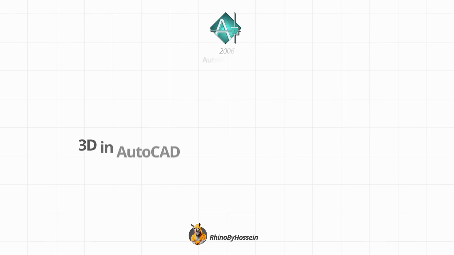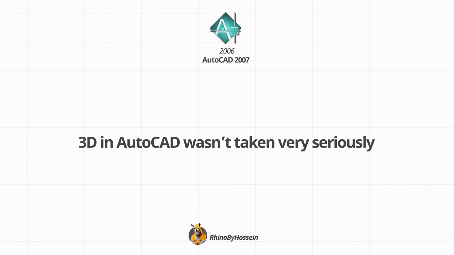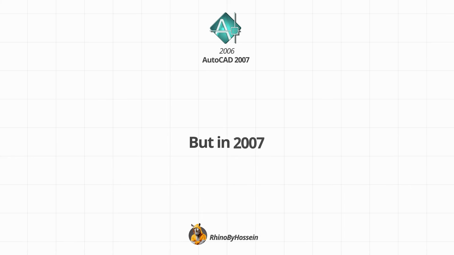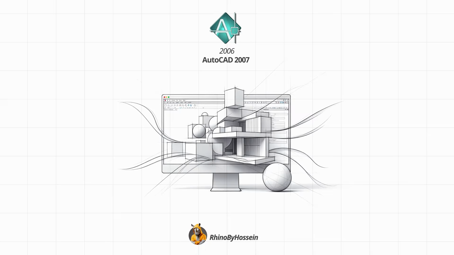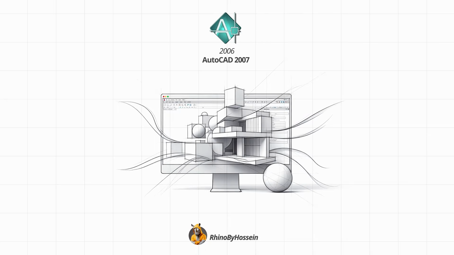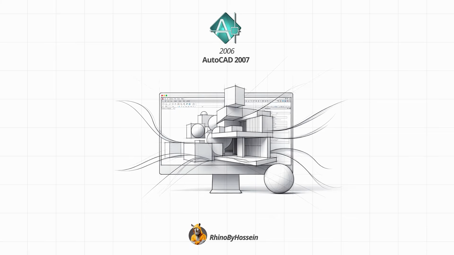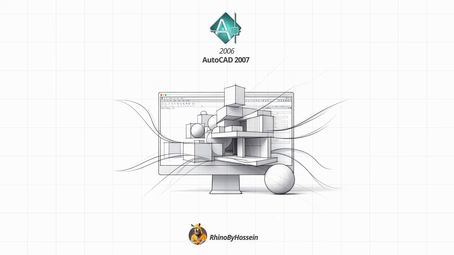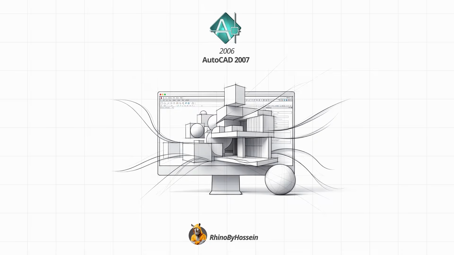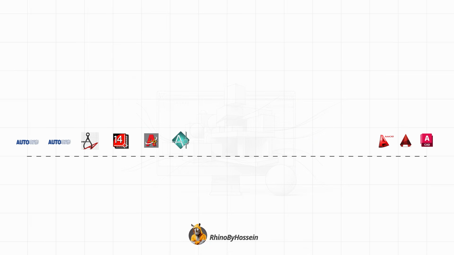Serious 3D, AutoCAD 2007. Until then, 3D in AutoCAD wasn't taken very seriously. But in 2007, everything changed. A stronger rendering engine, new modeling tools, and a real 3D experience. AutoCAD was no longer just a flat drafting desk. It became a spatial modeling tool and cemented its position against competitors.